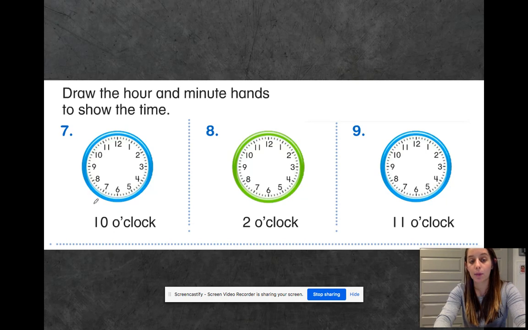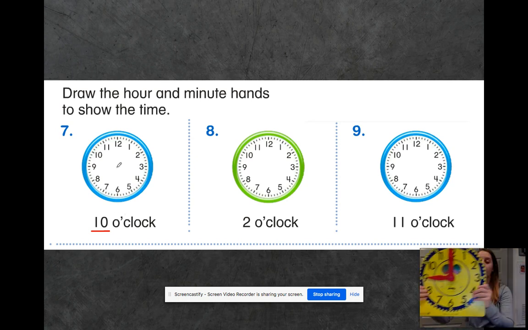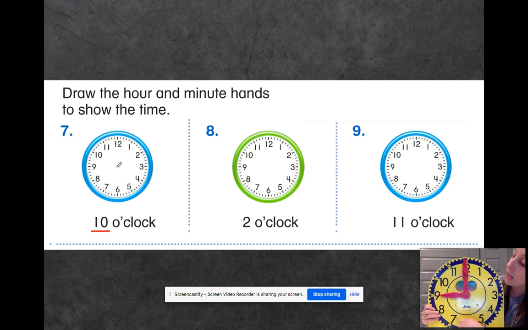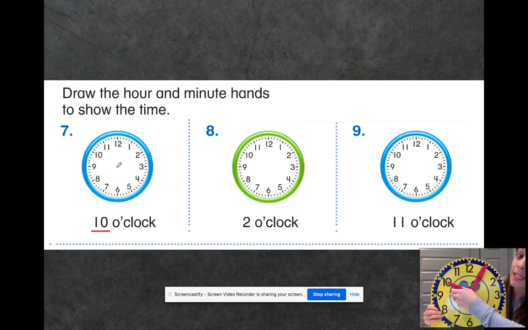Looking at example number 7 here, it says 10 o'clock. So 10 shows the hour. O'clock shows the minute. So if we use our big clock that we have here, I want to show the time of 10 o'clock. So we're going to look at our little hour hand and make sure that it is pointing to the number 10 to show that it's the 10th hour.